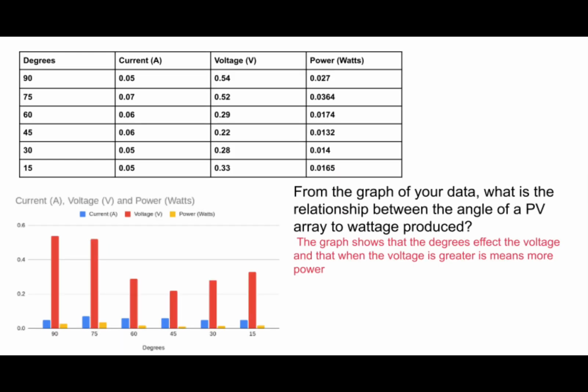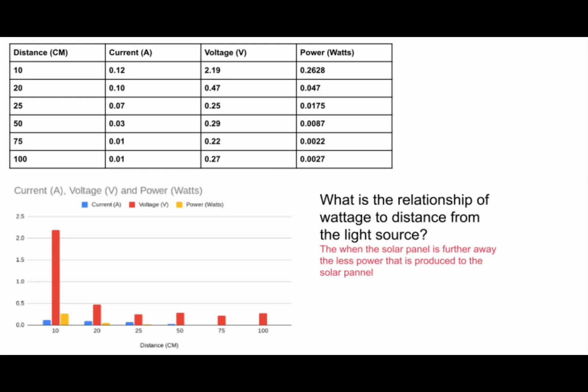From the graph of your data, what is the relationship between the angle of a PV array to wattage produced? The graph shows that the degrees affect the voltage and that when the voltage is greater, it means more power. What is the relationship of wattage to distance from the light source? When the solar panel is further away, the less power is produced by the solar panel.